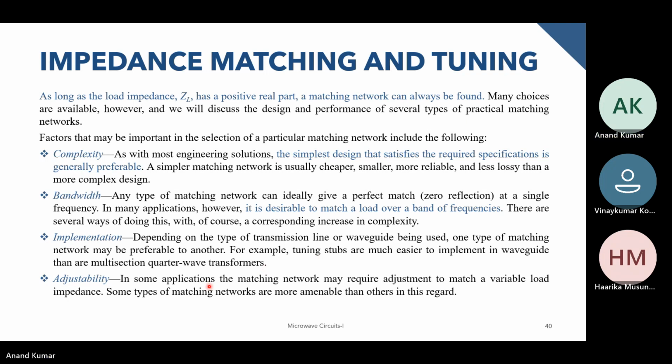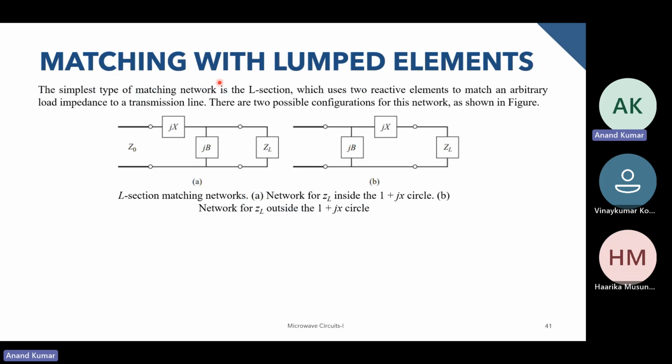Now adjustability. Recently a lot of papers provide the facility of reconfigurability. You can have one circuit which can impedance match at different frequencies. For example, if you introduce varactors or pin diodes in your circuits, you can bias them so that the capacitance varies, and you can then match the circuit at different frequencies. So these are the number of things that we consider while doing impedance matching and tuning.